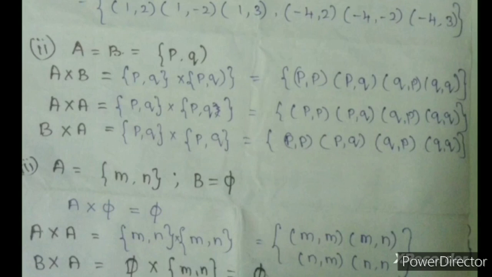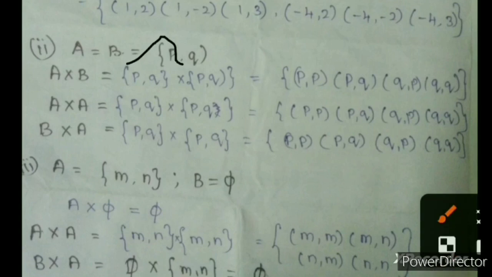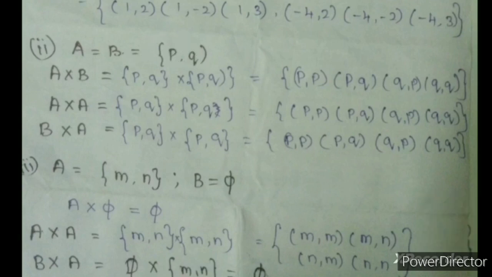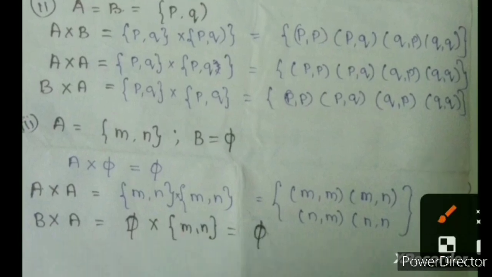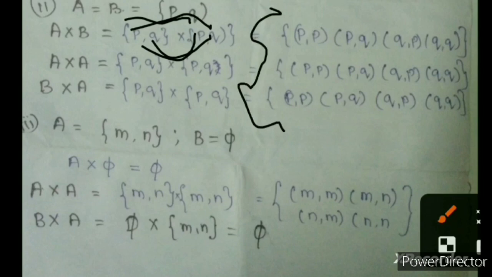A cross B, writing A cross B, PQ with same PQ. So how do we find this? This P with P, the P with Q, this Q with P, Q with Q. By doing the same process, we will get these 3 answers as the same, because the given question is A is equal to B is equal to PQ.